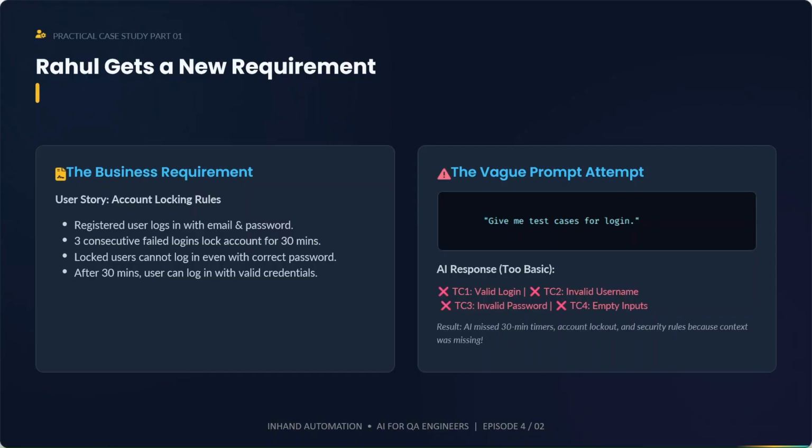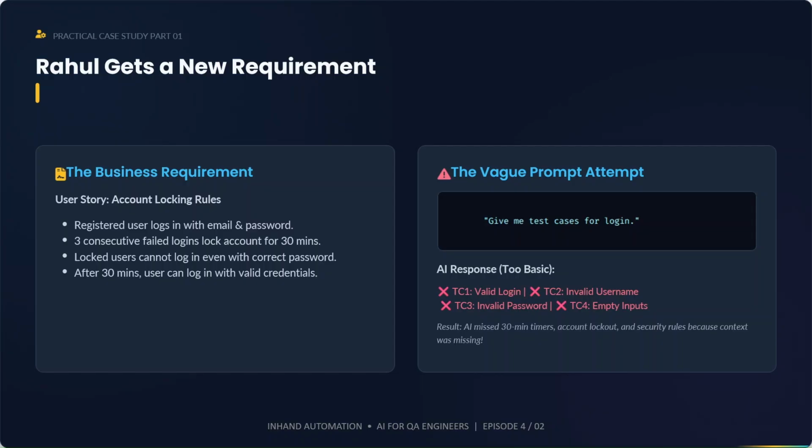Rahul looks at this response and says, that's it? Where is the account lock scenario? Where is the 30-minute validation? Where are the boundary cases? Where are the consecutive attempt scenarios? What about the security-related scenarios? After seeing this response from AI, Rahul becomes very disappointed. He says AI is giving very basic test cases.